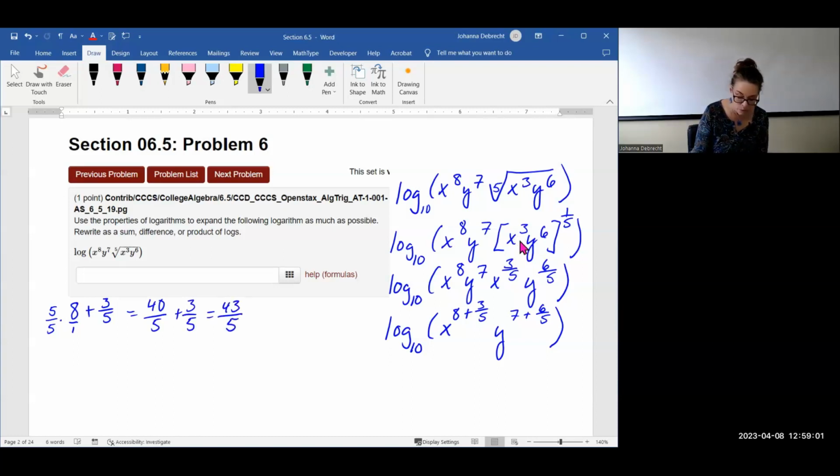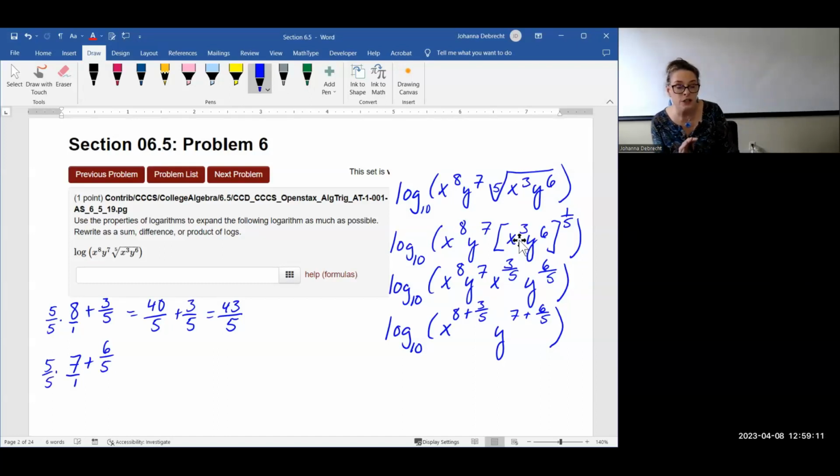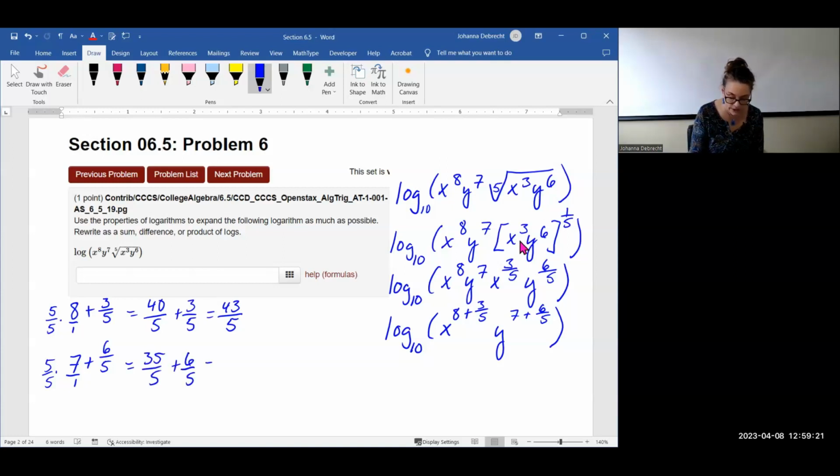Right? And on the y, I had 7 plus 6/5, and I'm going to multiply the 7/1 by 5/5, which is just a form of 1. So I'm changing the way the number looks, but I'm not changing the decimal value of it. And this is going to give me 35/5 plus 6/5, which gives me 41/5.